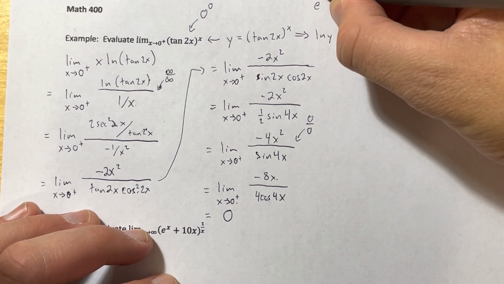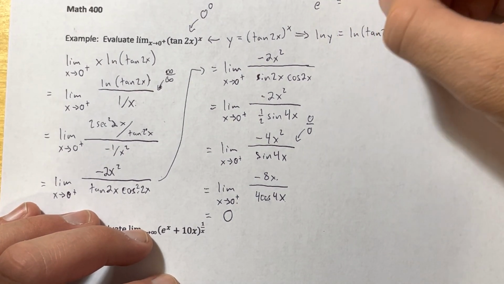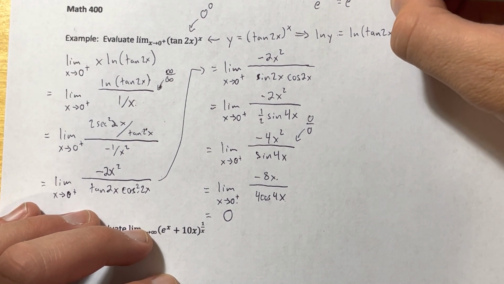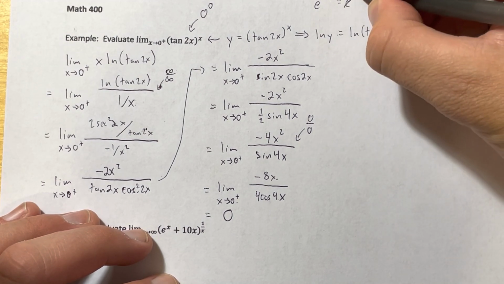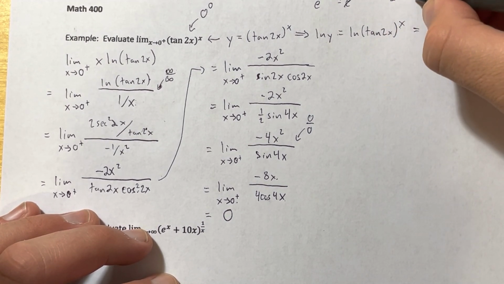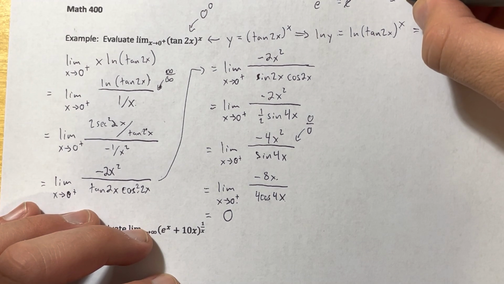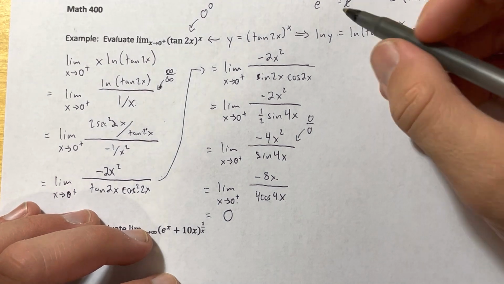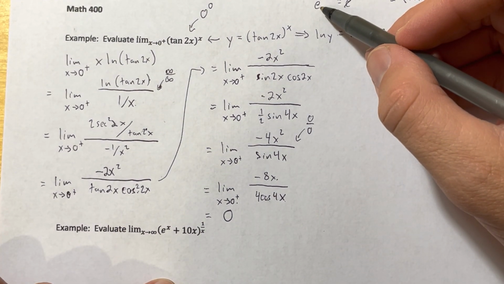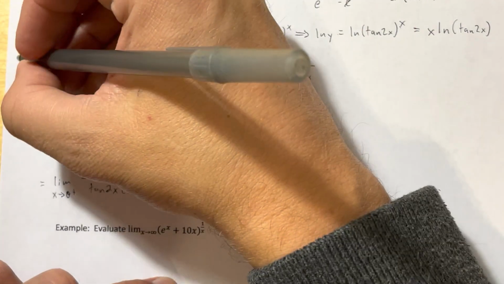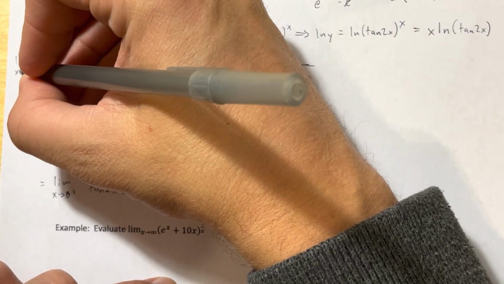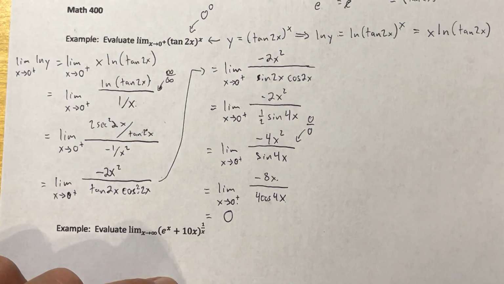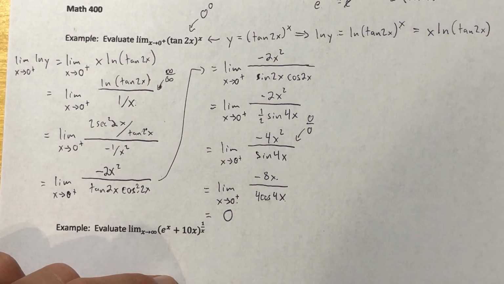So for example, if I wrote e to the natural log of y, that would equal e to the natural log of tangent of 2x to the power of x, which of course would then cancel those out. Okay, what is that? Tangent of 2x to the x. So this is equivalent to this, okay? And notice I could have written this at the very beginning. The limit as x approaches 0 from the positive side of the natural log of y equals that, okay? So how am I going to use that now?